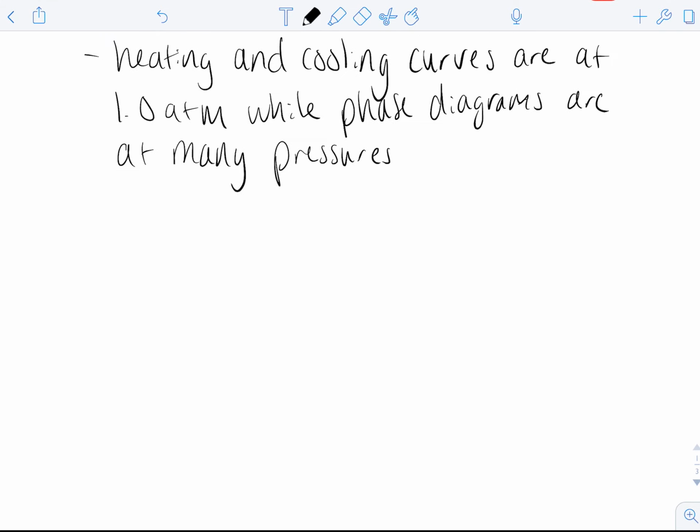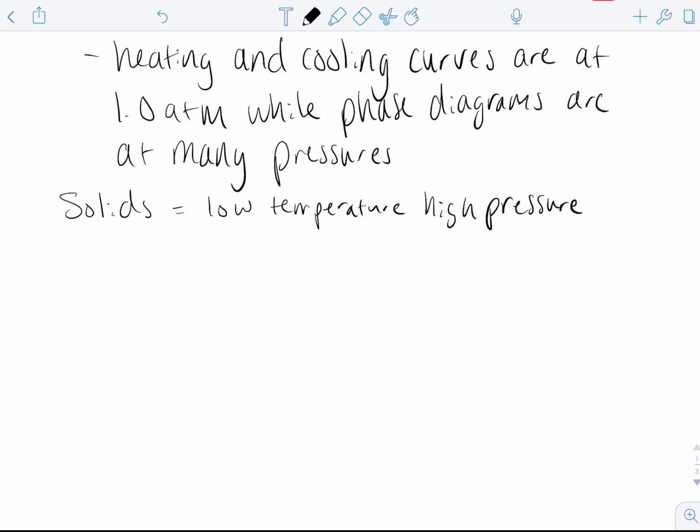So let's think about our states of matter. If we have a solid, we would think that would be generally the most compressed state of matter with the lowest energy. So solids are going to be low temperature, high pressure. So if you have high pressures, you're generally dealing with solid. If you have low temperatures, you're dealing with a solid.